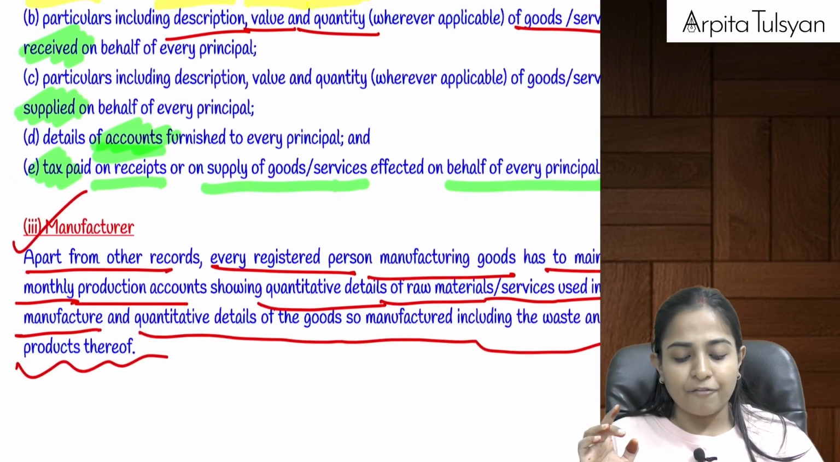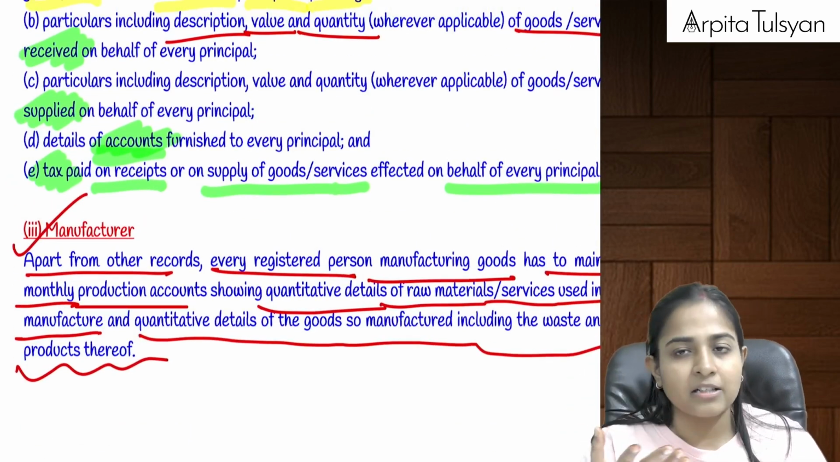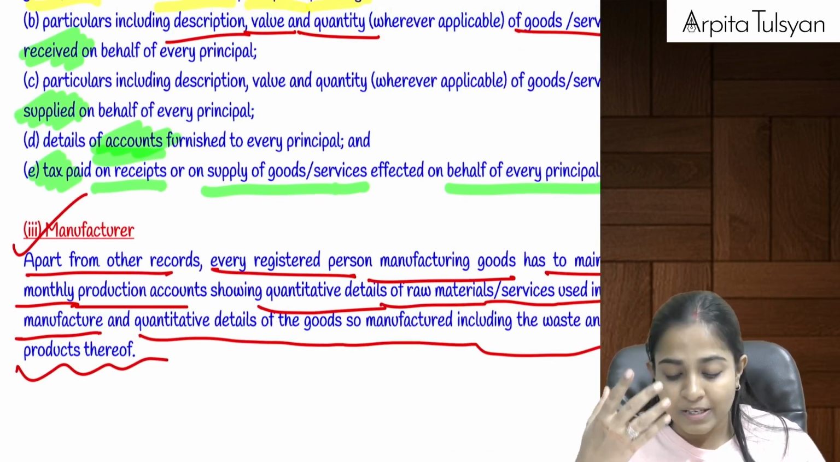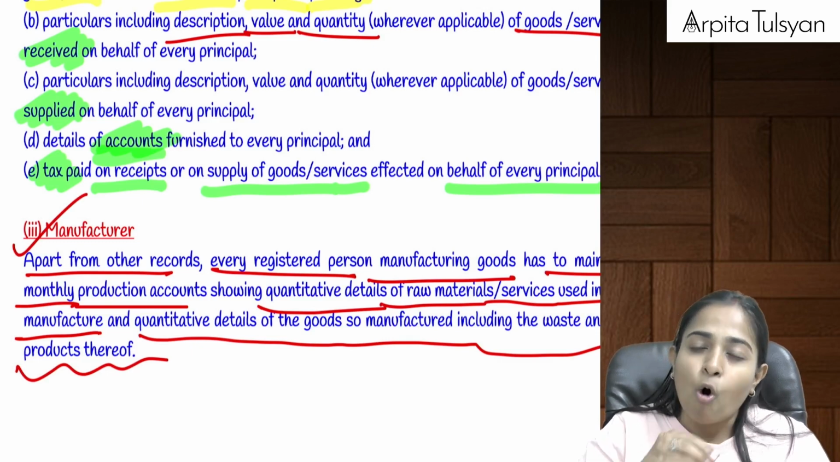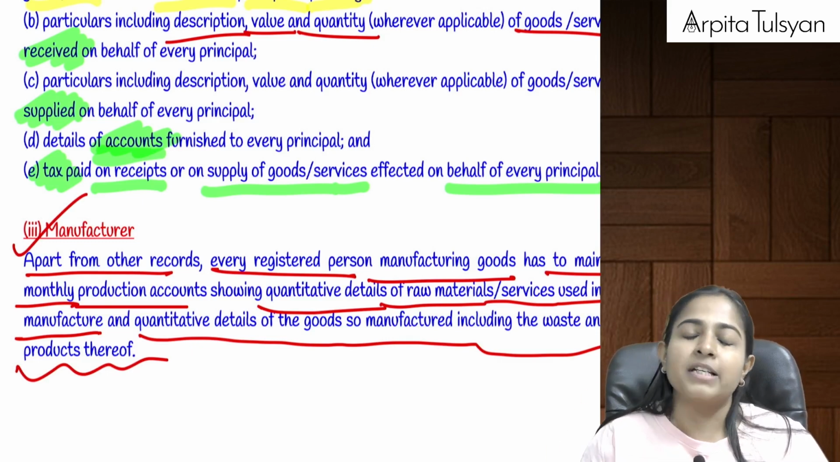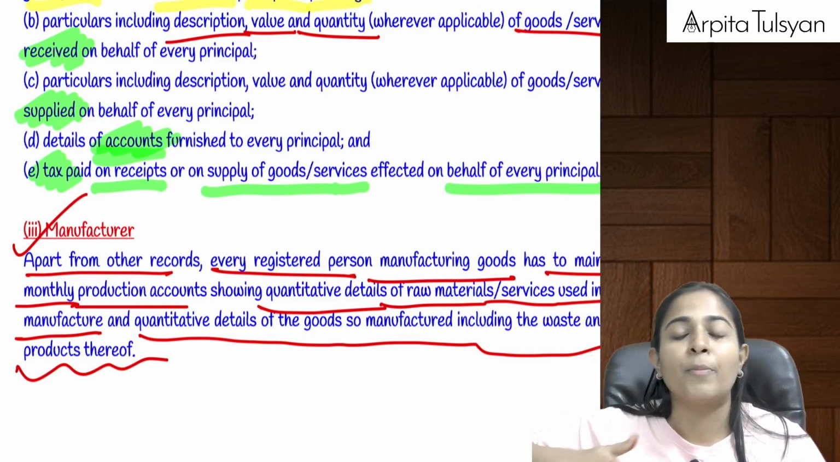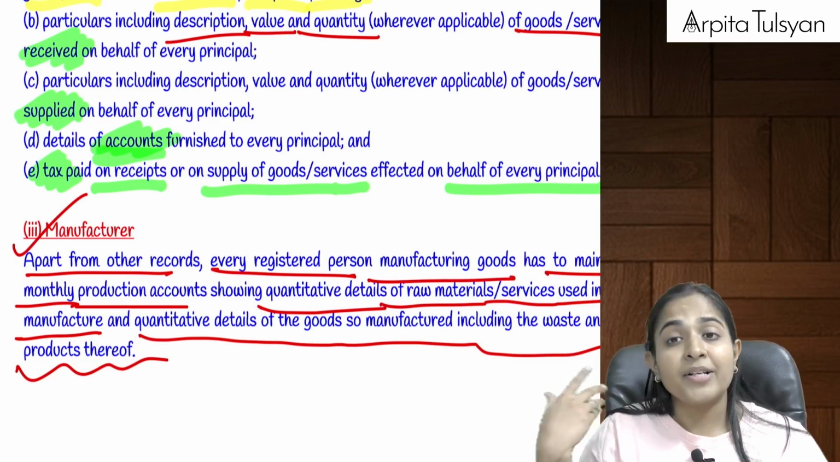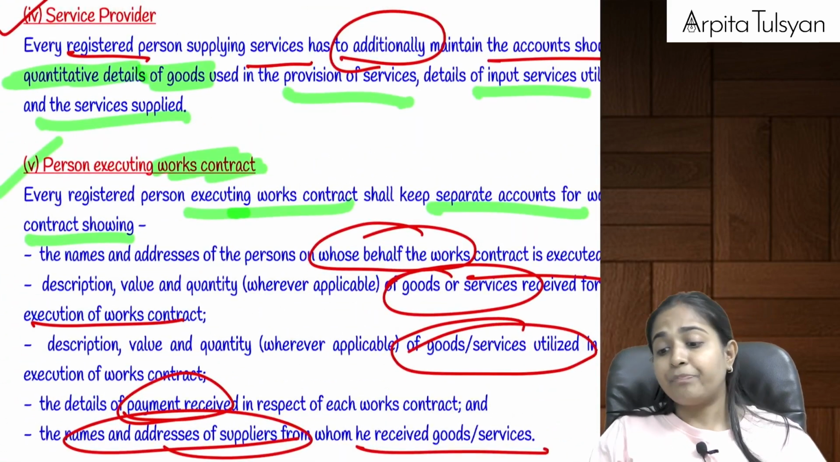Then similarly, for a manufacturer, every registered person who is manufacturing goods is required to maintain all the quantitative information. What raw material was received by him, what quantity, value, etc., how much he has utilized, how much he has converted into finished goods, how much is kept in WIP, all those details he is required to maintain.